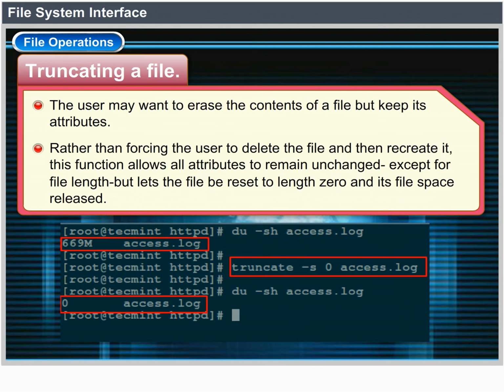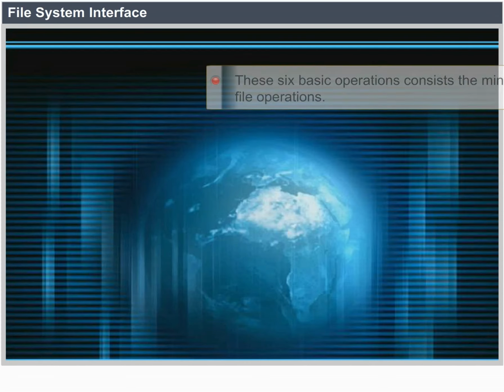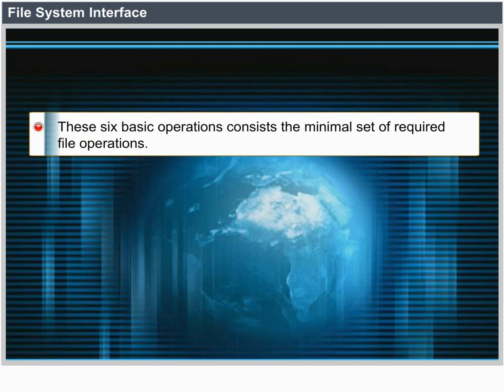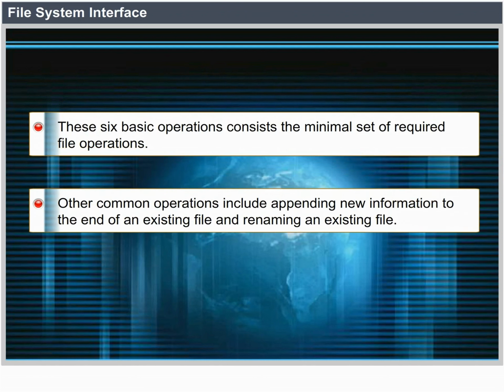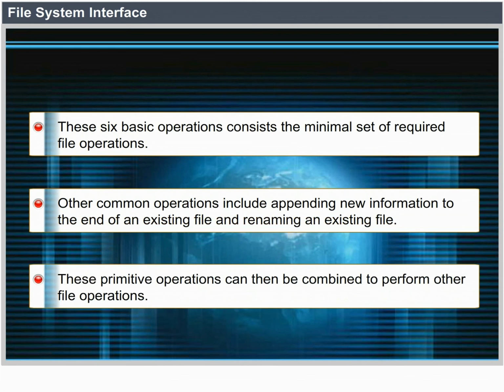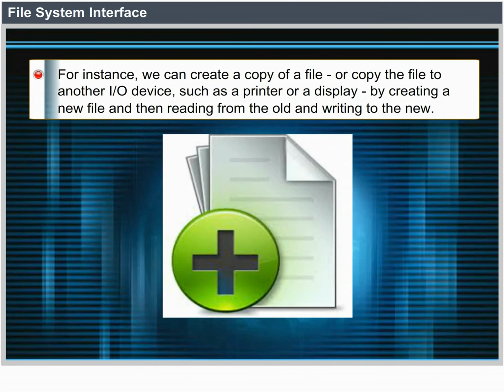File System Interface. These 6 basic operations comprise the minimal set of required file operations. Other common operations include appending new information to the end of an existing file and renaming an existing file. These primitive operations can then be combined to perform other file operations. For instance, we can create a copy of a file, or copy the file to another input-output device, such as a printer or a display, by creating a new file and then reading from the old and writing to the new.